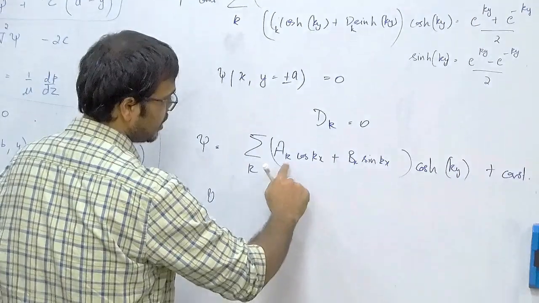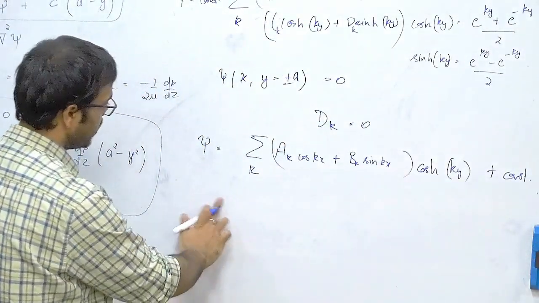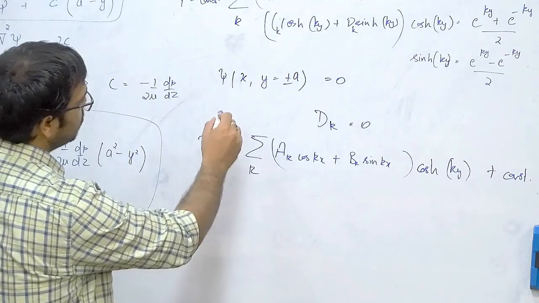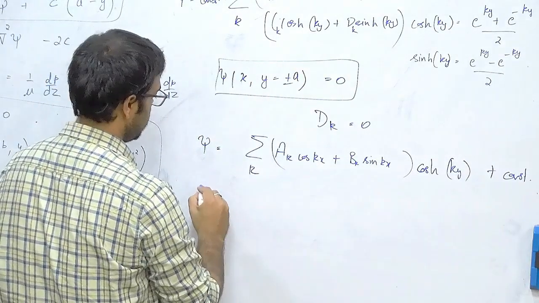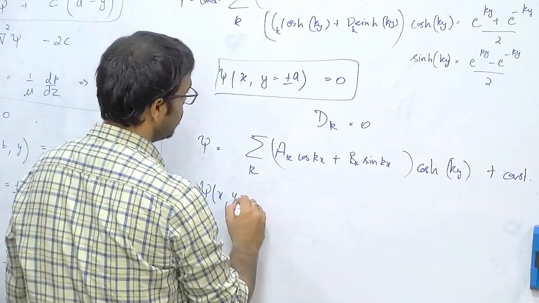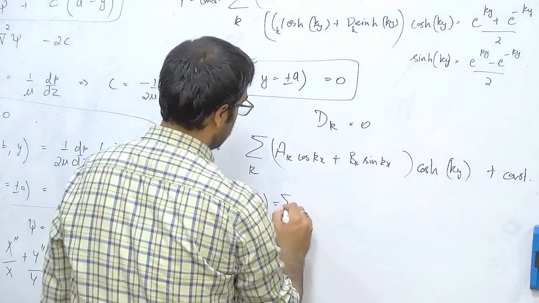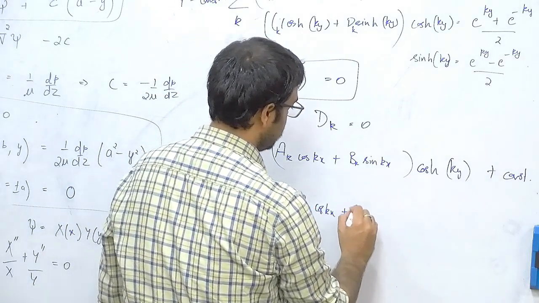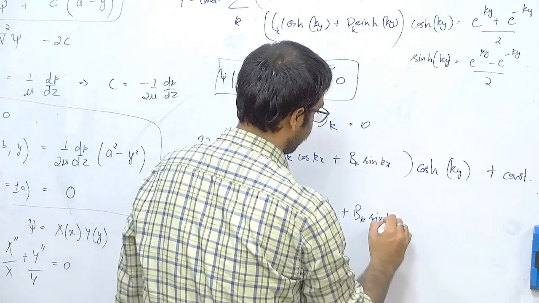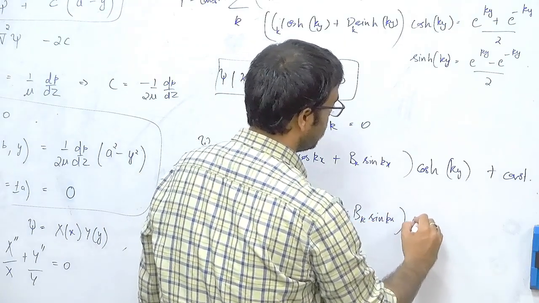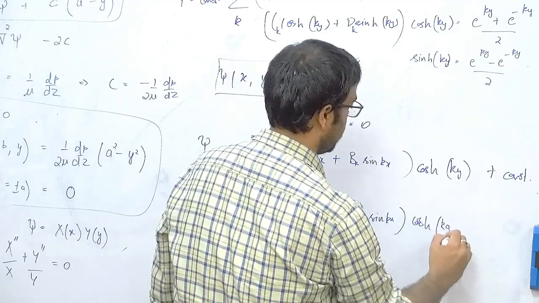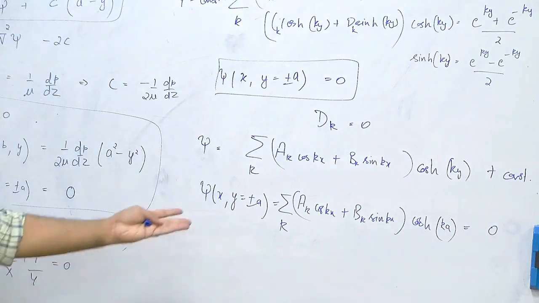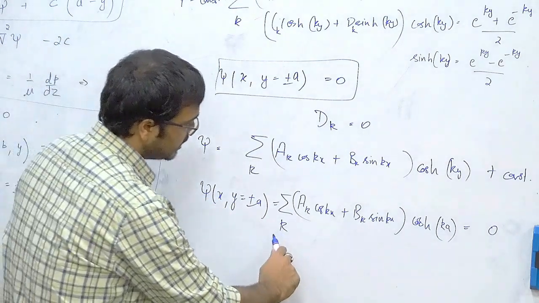So, psi has this kind of a variation in x and y. Now we try to satisfy this boundary condition, that for all x, psi at y equals plus or minus a, which is a_k cos kx plus b_k sin kx, times cosh ka, equals 0. Even if it was a constant, the idea is that this has to be 0.